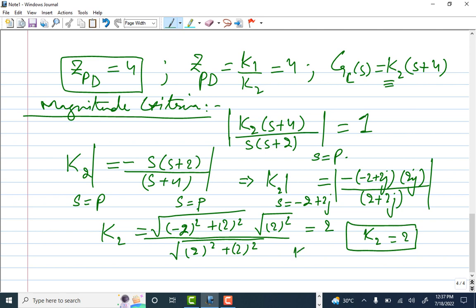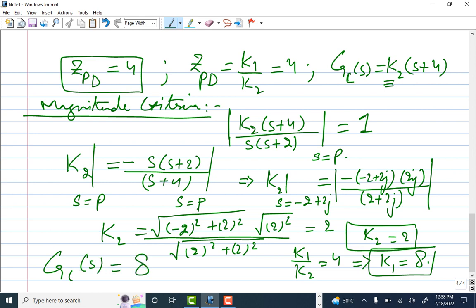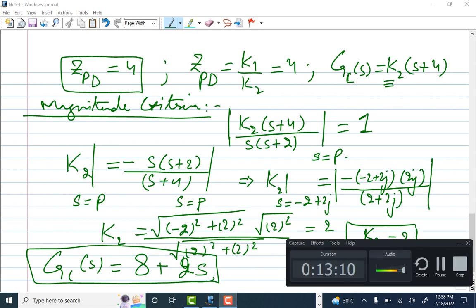Now we already know that K1 divided by K2 is equal to 4. From here K1 is equal to 8. So the controller that we designed for PD is 8 plus 2S. So this is our PD controller that we designed. I stop here. This is an example; just do it and you will understand how to solve this problem. Thank you.